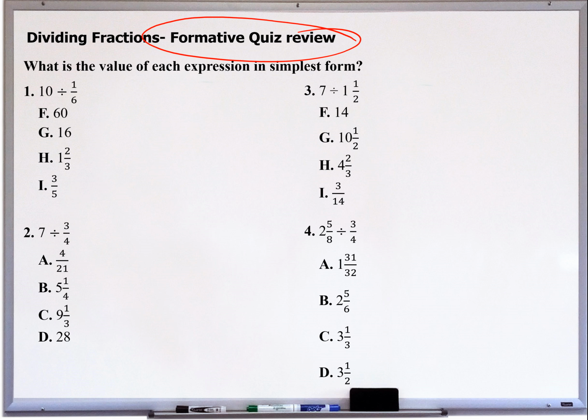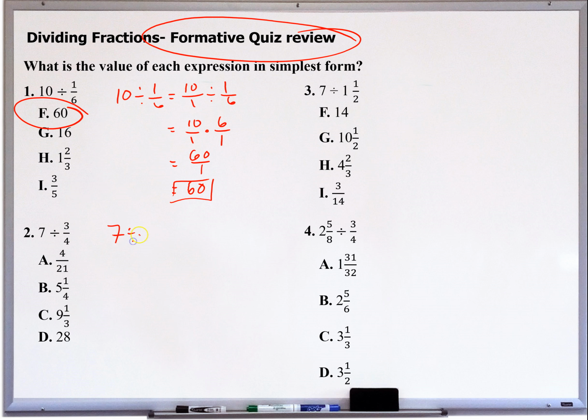So the first problem we have is 10 divided by 1/6, or how many equal groups of 1/6 are in 10. So 10 divided by 1/6 is 10 over 1 divided by 1/6. I convert my 10 to an improper fraction. Then I'm going to multiply by the reciprocal. So that gives me 60 over 1, which is the same as 60. So my first answer is 60. To divide by a fraction, remember, is to multiply by the multiplicative inverse.